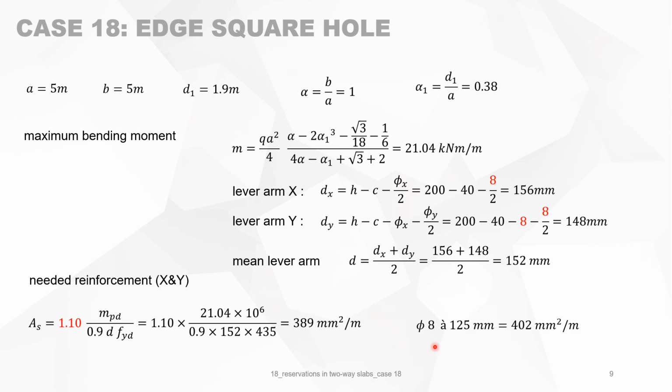That means 8 diameters, 8 per meter, and you have 402 square millimeter per meter. Instead of taking diameter 8, you can also fill in diameter 10. You will have a slightly different lever arm, and it will be 150. And then you can recalculate the reinforcement, which is slightly more, and then you have diameter 10, 5 per meter. So this looks a nice reinforcement.